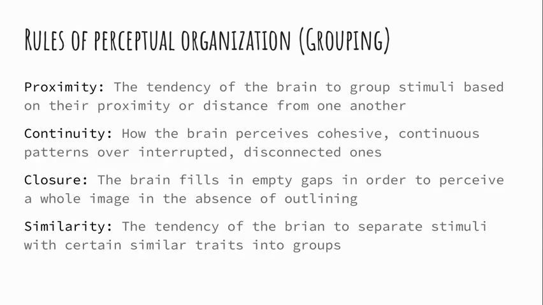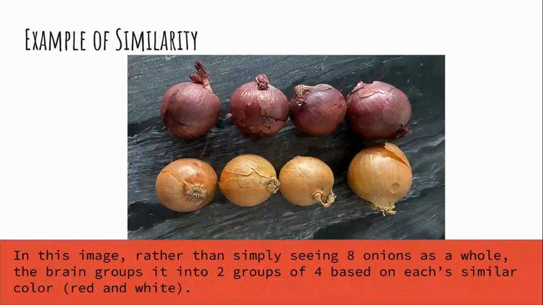We have similarity perception. And this is the tendency of the brain to separate stimuli with certain similar traits into groups. Here in this image, rather than simply seeing 8 onions as a whole, the brain groups them into 2 groups of 4 based on each group's similar color, and that would be red and white. So it would differentiate the 4 red onions and the 4 white onions into 2 separate groups.